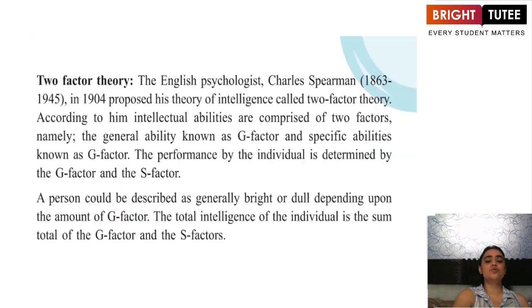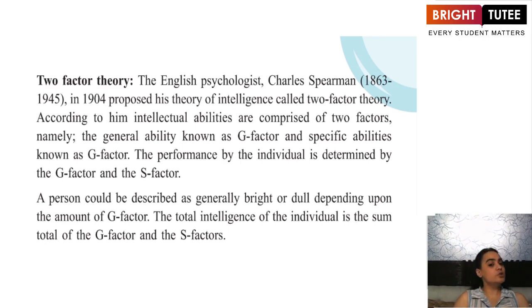Then came the two-factor theory. We've again discussed this two-factor theory by Charles Spearman. So he gave this theory, and in 1904 he proposed the theory of intelligence with two factors, the G factor as well as the S factor. G factor is the general factor and S factor is the specific factor.